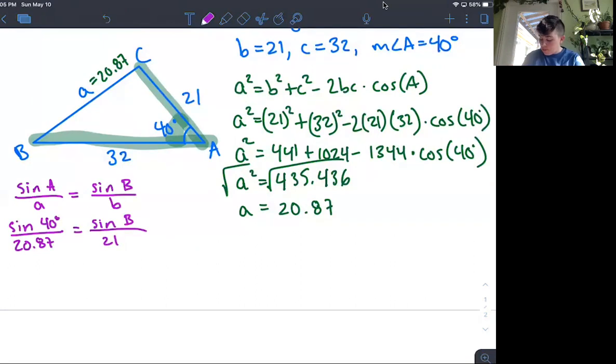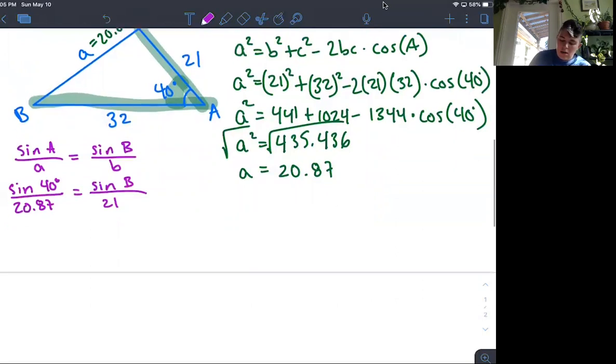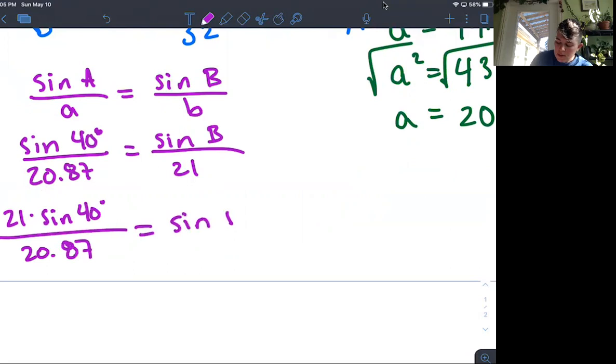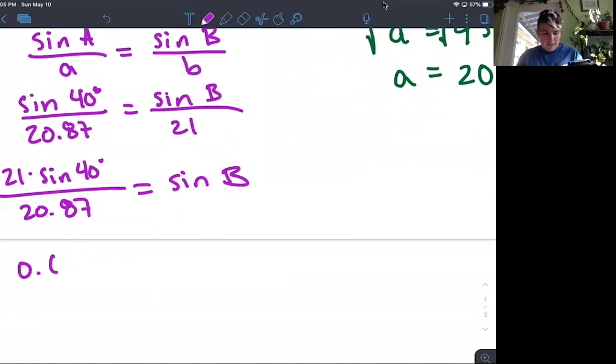If you have no idea how to do that, if you've forgotten, go back and watch my other video, the intro to law of sines. I talk a lot about that there. So I know I'm going to have 21 times the sine of 40 degrees divided by 20.87. That is going to be equal to the sine of B. So I'm going to do that: 21 times the sine of 40, divided by 20.87. Notice I'm not writing anything down. I let my calculator do the rounding. So I have 0.647 equals the sine of B.